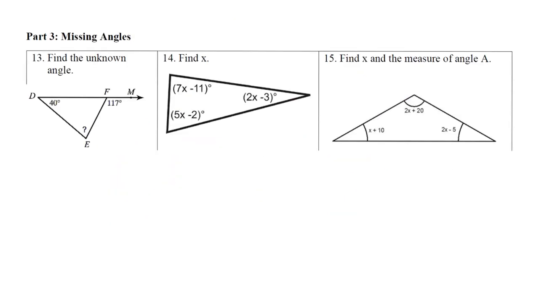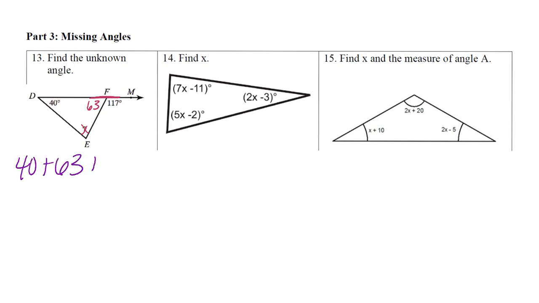Now we're going to solve for the unknown angle. Remember, all triangles add up to 180 degrees. So at the top, you'll see on number 13, we have a straight line, and we have that one side is 117. So you want to do 180 minus the 117 to get the interior angle of 63. And now I'm going to replace that question mark with an x and set up our equation.